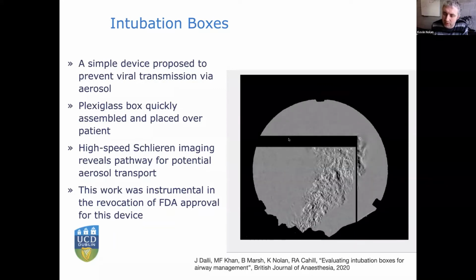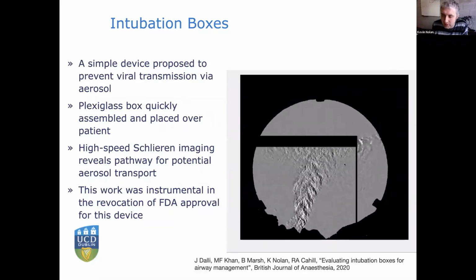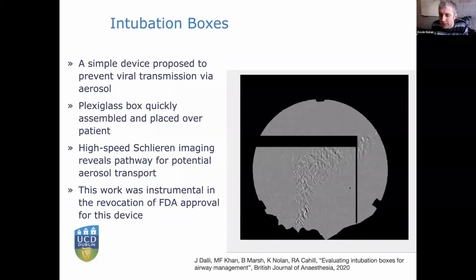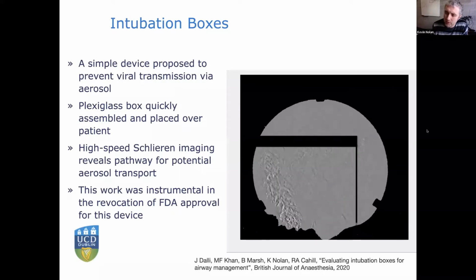Depending on how the person coughs or exhales, in this case the person is coughing, we see a very strong shear layer as fluid is leaking out here on the open side. This side here of the box is open. So we made some proposals to cover this side with a drape and so forth, and published that.